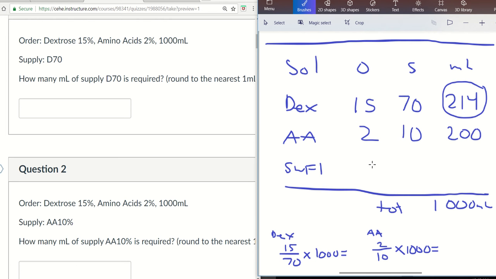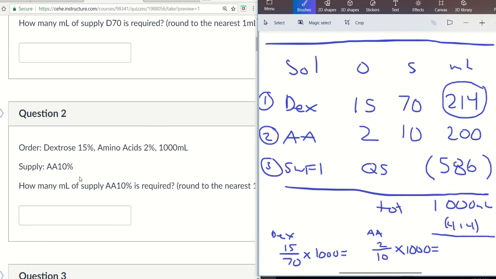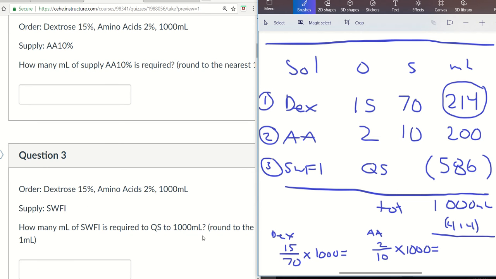Now for water, we have a QS with water. So how much water do we need to get up to 1,000? We have 214 plus 200, which is 414. We'll subtract that from the 1,000. So for water, how much do we need? 586. Okay. So for number 3, all we have to do is QS to 1,000. Answer to number 1, 214. Answer to number 2, 200. Answer to number 3, 586. So all three should add up to 1,000. So that's number 1, 2, and 3.